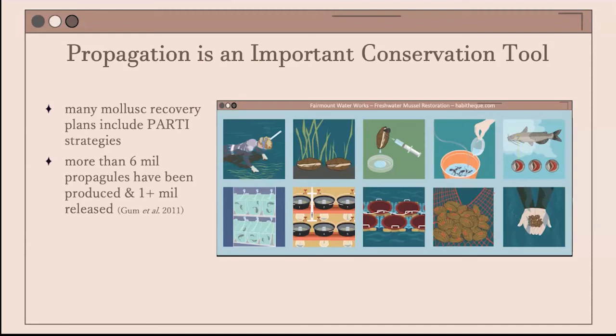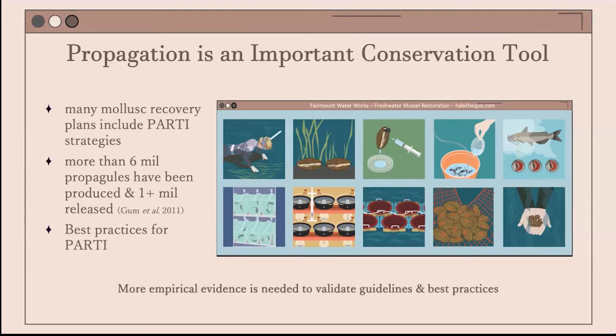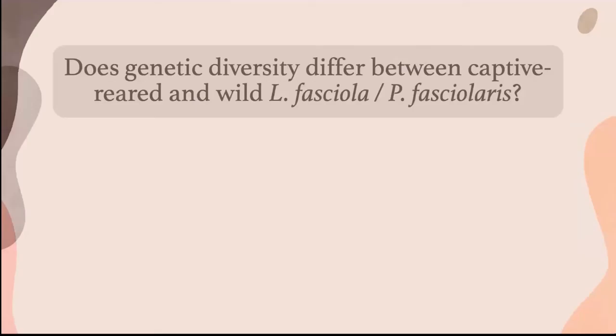diversity has not occurred. And best practices for PARTY strategies aim to maintain genetic diversity and variation of propagules, avoid outbreeding depression, and avoid hatchery selection. And more empirical evidence is needed to validate these guidelines and best practices. We specifically aim to answer these questions.